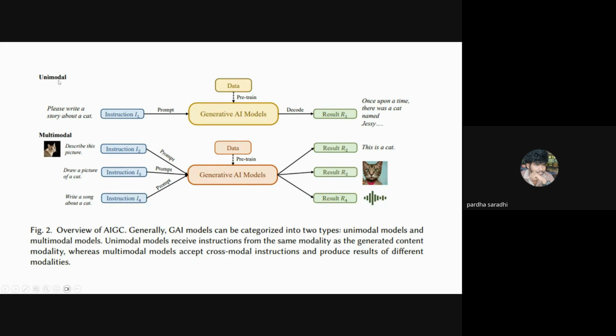Whatever Gen AI systems there are, they work in two different fashions: one is unimodal and the other is multimodal. Unimodal refers to a single modality. For example, a text-to-text model receives text as input and generates text as output. That is the initial version of ChatGPT. Before ChatGPT 4.0, it was working totally as text-to-text, so it's a unimodal system.